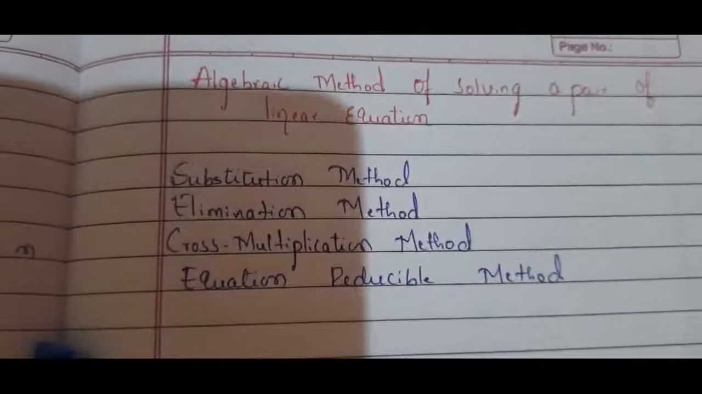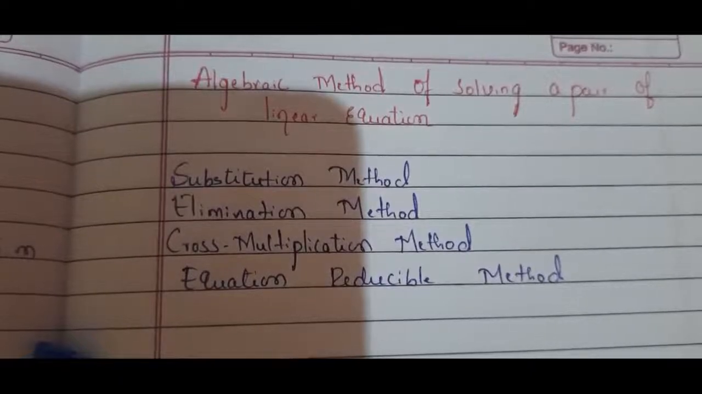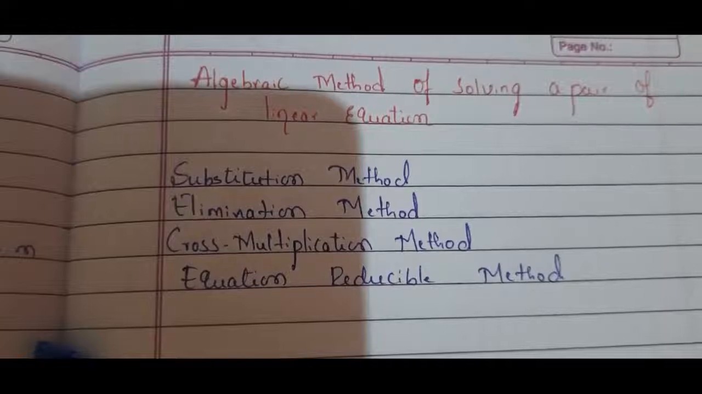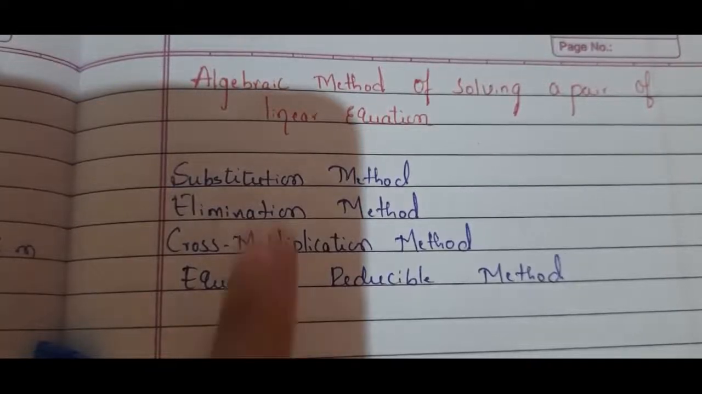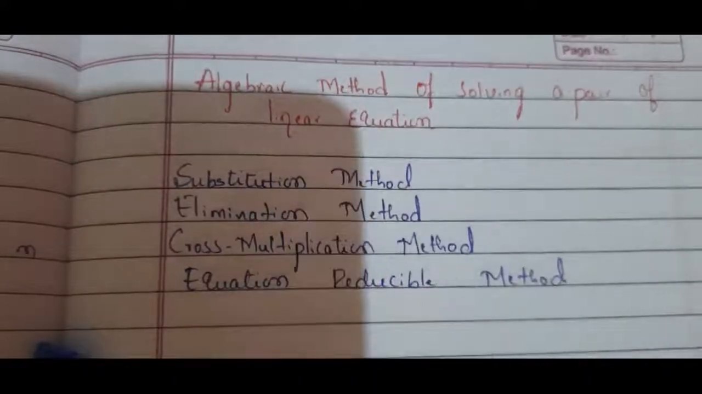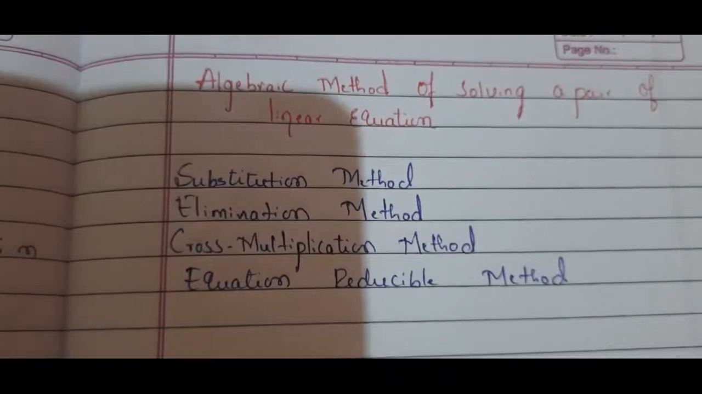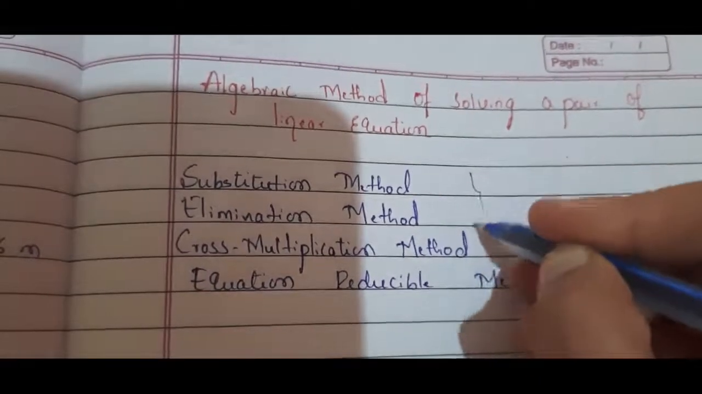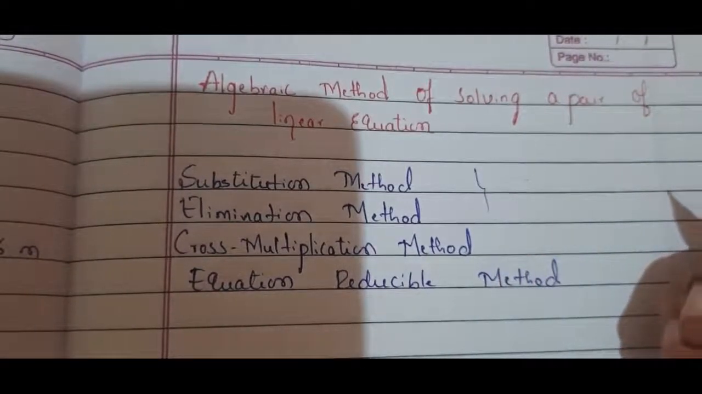In the introduction part of the lesson I told you a pair of linear equations is solved by the algebraic method and the graphical method. In the last two exercises we learnt about the graphical method. Now you are going to learn about the algebraic method. In the algebraic method there are four methods: substitution method, elimination method, cross multiplication method, equation reducible method. Today we shall discuss the substitution and elimination methods.